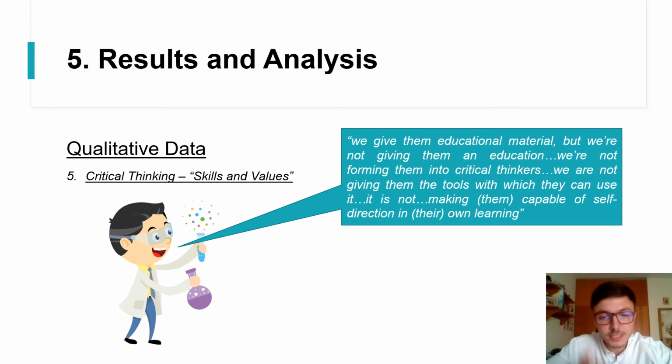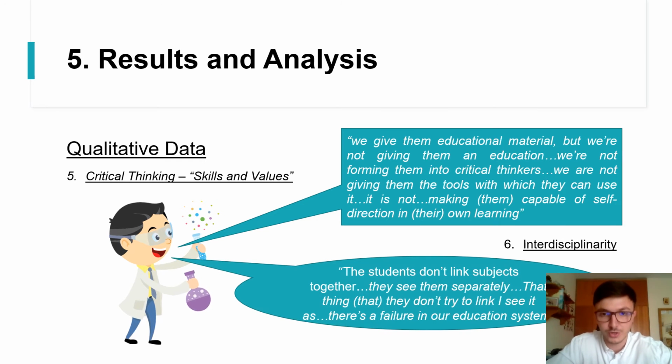Another teacher, along with others, commented about critical thinking and the importance of skills and values that we teach students, and not just content. We give them educational material, he said, but we're not giving them an education. We're not forming them into critical thinkers. We are not giving them the tools with which they can use it. It is not making them capable of self-direction in their own learning. He also said how students don't link subjects together. They see them separately. They don't try to link it. And he said how this is a failure in our education system, this under the theme of interdisciplinarity.